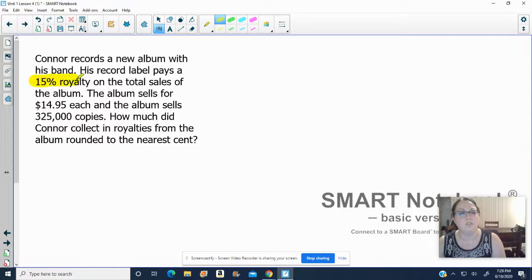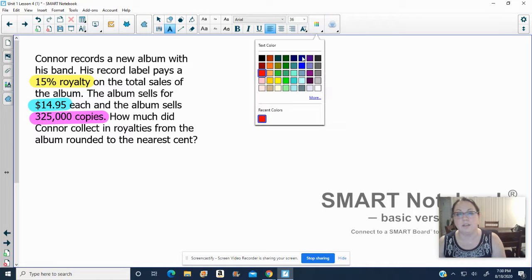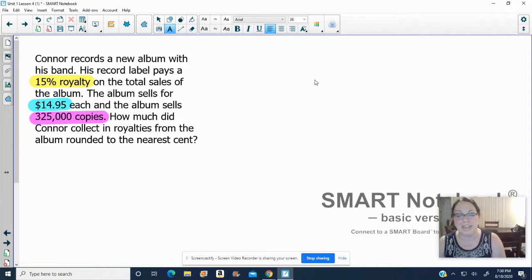So we need to know what the royalty percentage is. They gave that to us there. We need to know the cost of the item. In this case, it's an album for $14.95, and we need to know how many copies were sold, and it was 325,000. Now, just like we said on that last one, all we've got to do is multiply everything together in order to solve this.